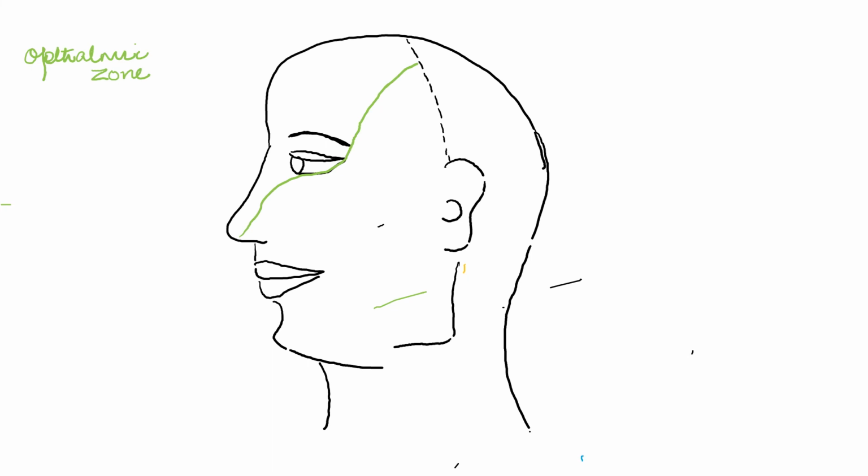The upper lip, the lower eyelid, the ala of the nose, the side, the ala of the nose, the upper lip, majority of the cheek, and a small part of the temple. This is the maxillary zone.